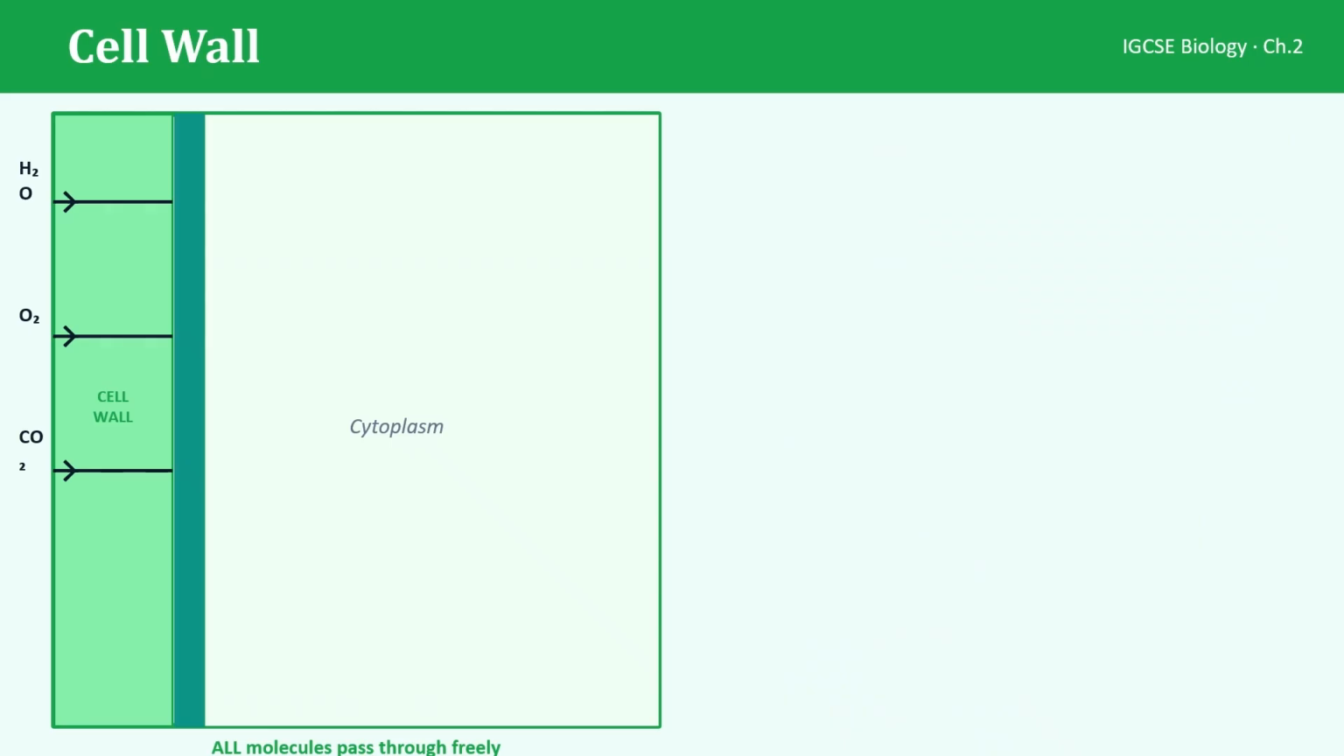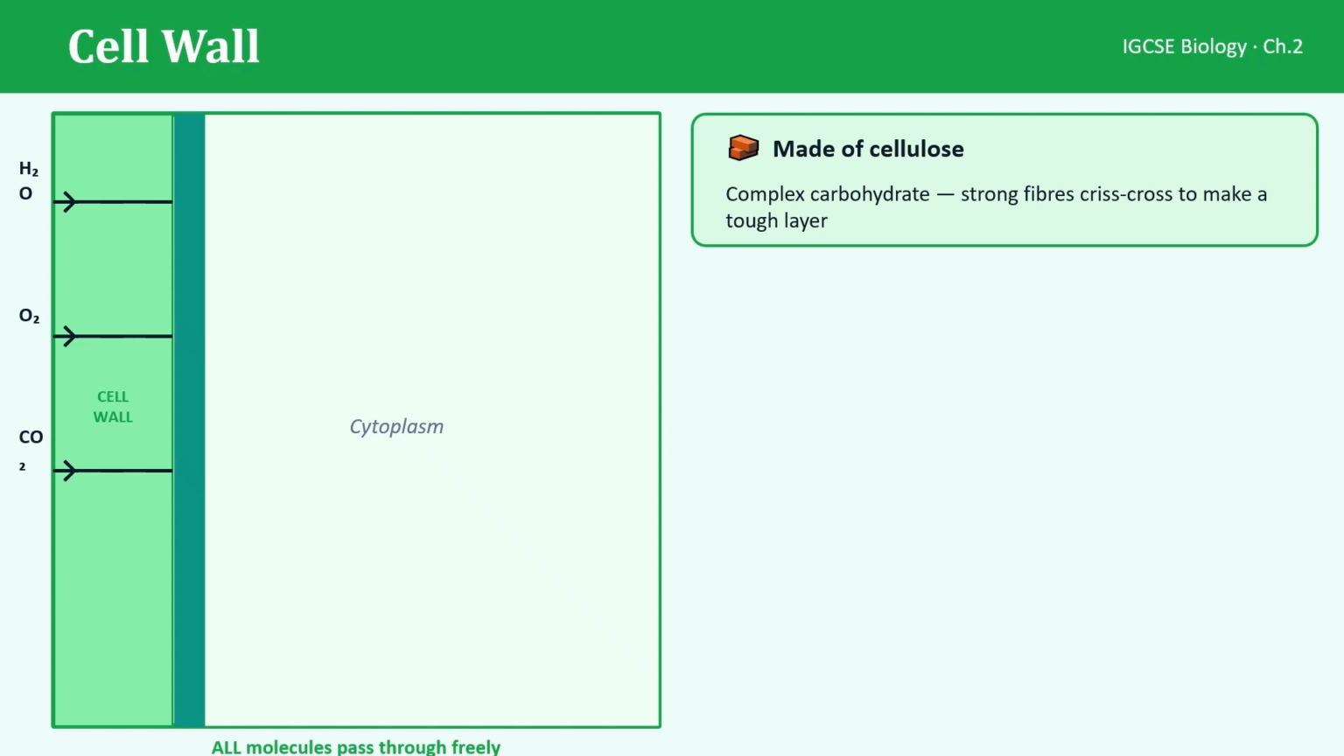Now we will look at the cell wall in detail. Look at the diagram. You can see the thick green band on the left, that is the cell wall. Just inside it, a thin teal line is the cell membrane. These are 2 completely separate structures with completely different functions. What is the cell wall made of? It is made up of cellulose. Cellulose is a complex carbohydrate made of thousands of glucose molecules joined together in long, strong fibers. These fibers are crisscrossed over each other to form a very tough layer. Interestingly, paper is also made from cellulose.